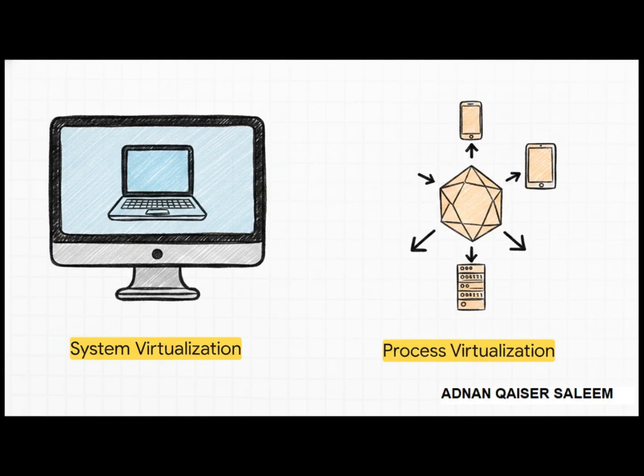Second, we have process virtualization. This is when a virtual machine is used to execute intermediate code, like Java bytecode. This is incredibly powerful because it allows a developer to write their code just once, compile it into intermediate code, and then run it on any machine in the world that happens to have the right virtual machine installed.